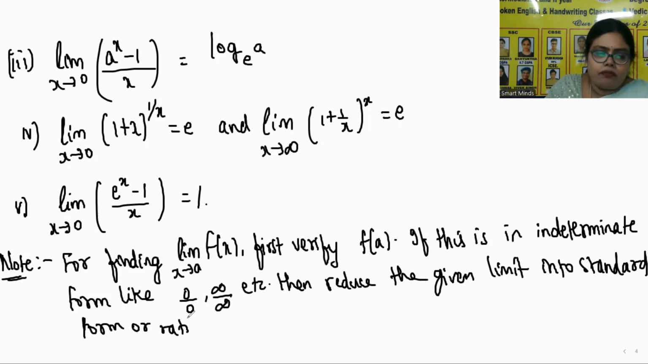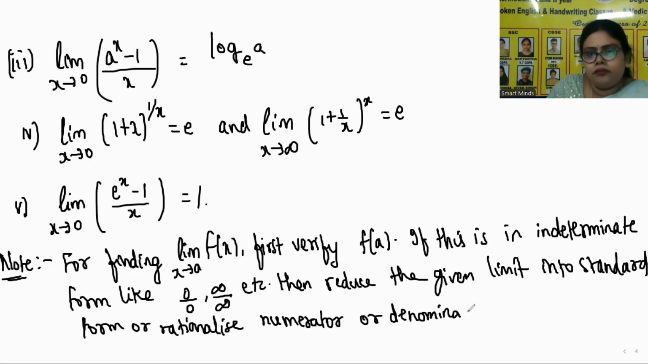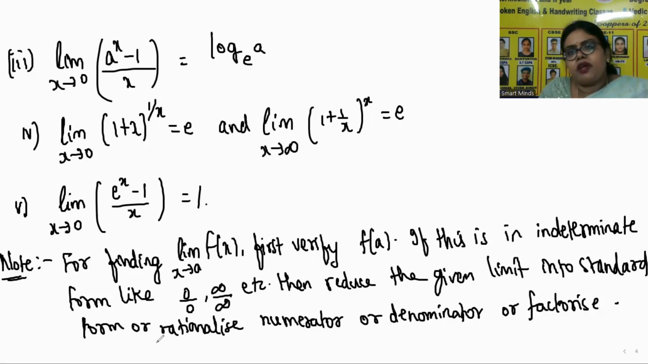Or rationalize numerator or denominator. Or factorize. So either you have to convert this into standard forms, which I have given you now. I have given you 5 standard forms. Out of any one form, you have to convert, or else you have to rationalize the denominator or rationalize the numerator, or you factorize and cancel the terms, and then you substitute the limit.